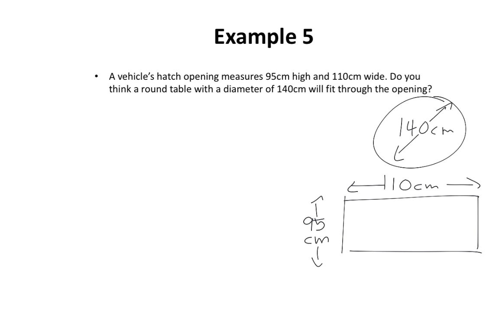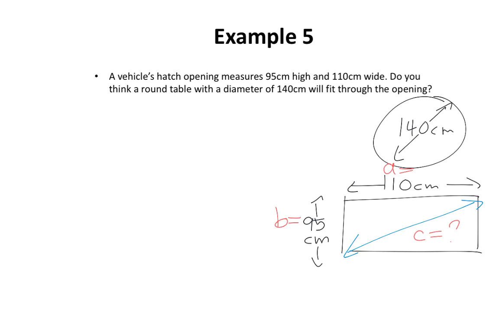So what we need to do here is we need to determine if the hypotenuse here is equal to 140 centimeters, or if it's bigger, or if it's smaller. So that's what we're looking for. So let's label our diagram. That 110 centimeters is going to be a leg for that triangle. 95 centimeters is going to be another leg for that triangle, and the hypotenuse over here, we're going to label that C.